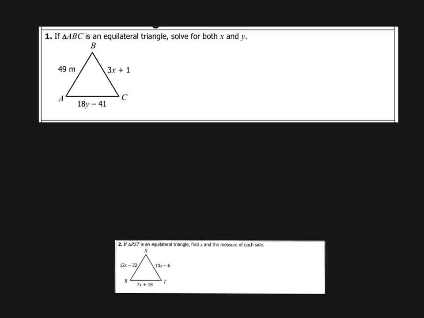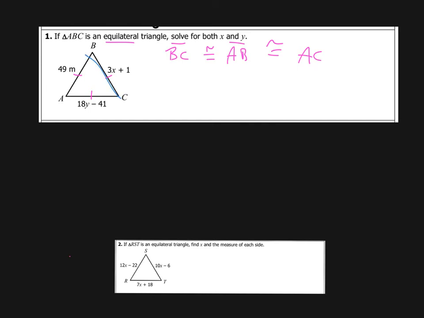Now we're going to get into the algebra a little bit here, and it seems that this triangle ABC is equilateral, which means that all three sides are congruent, which means that BC is congruent to AB, and segment AB is also congruent to segment AC. Now, they want me to solve for both X and Y here. So let's go ahead and start with X.